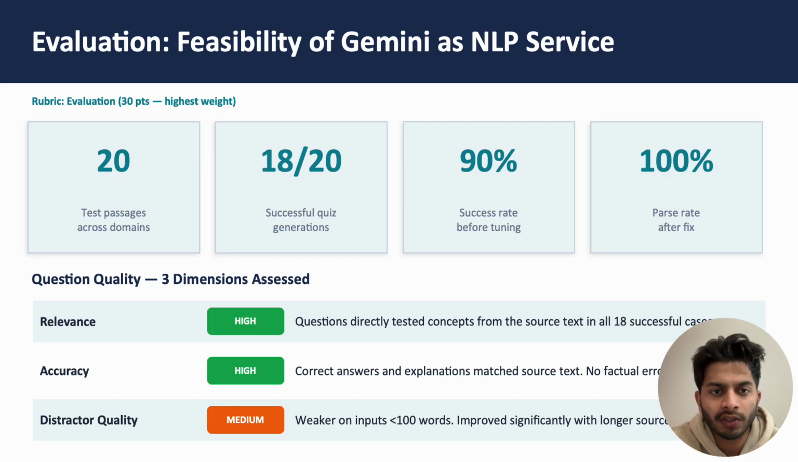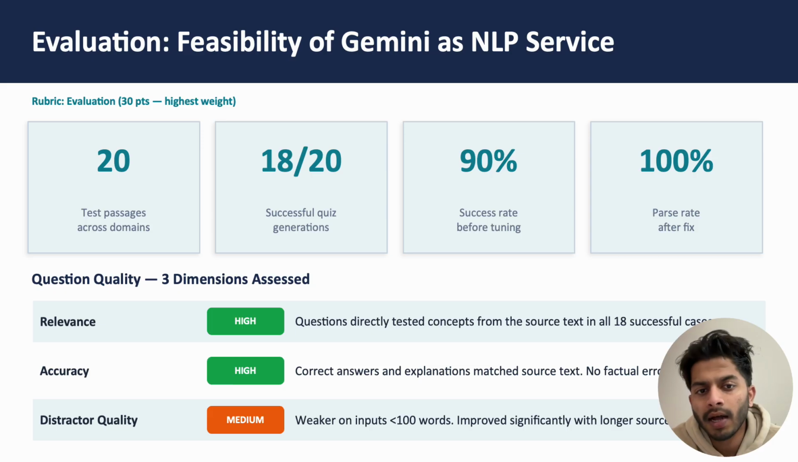Now let us look at the evaluation results. I tested the application across 20 input passages spanning different domains and lengths from 100 to 1200 words. 18 out of 20 runs produced well-formed, accurate quizzes. The two failures both occurred before I finalized the prompt solution and were caused by formatting issues in the prompt itself, not model capability limitations.